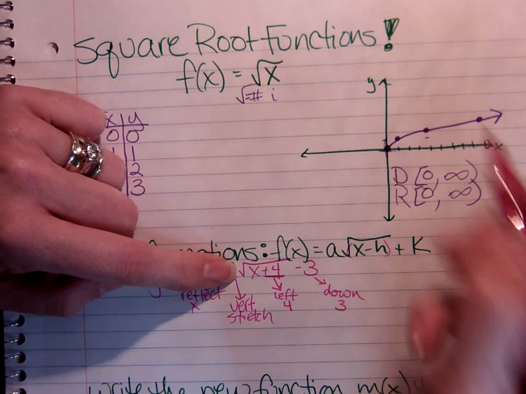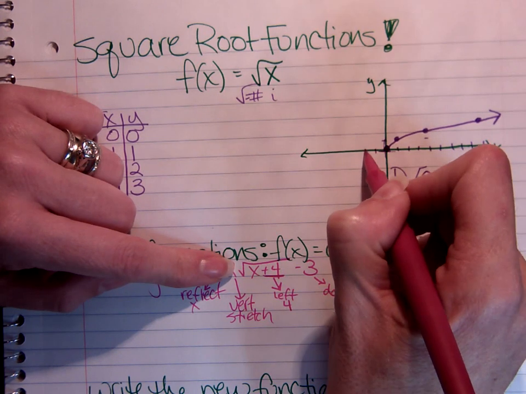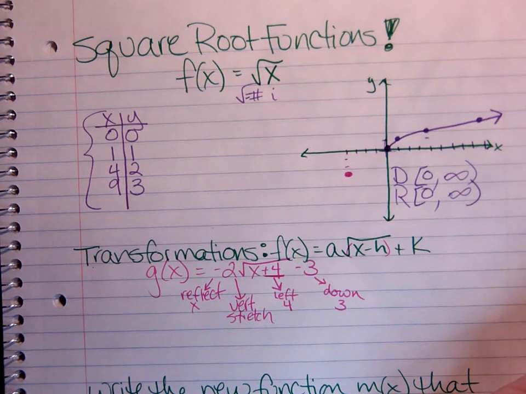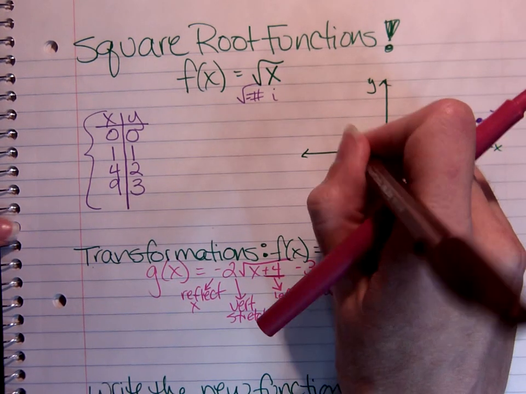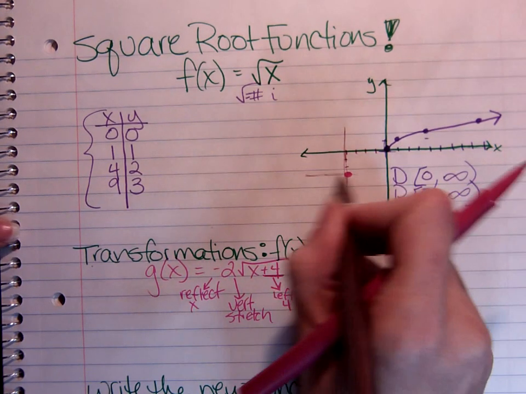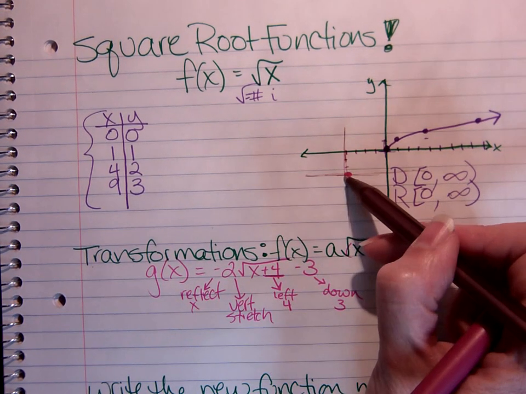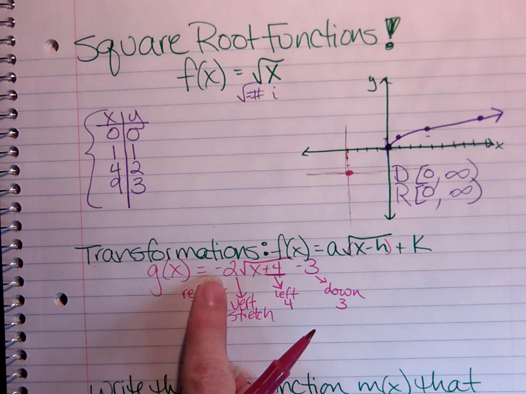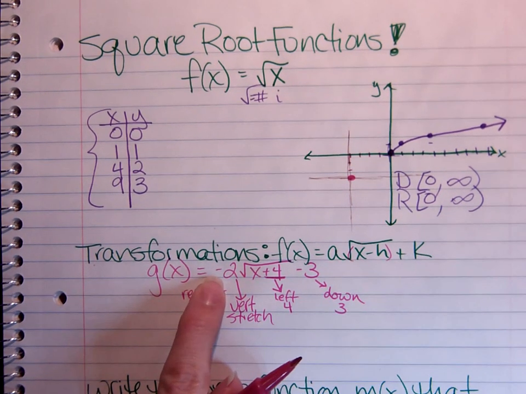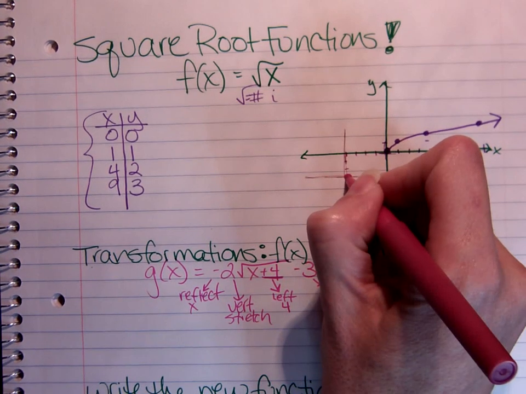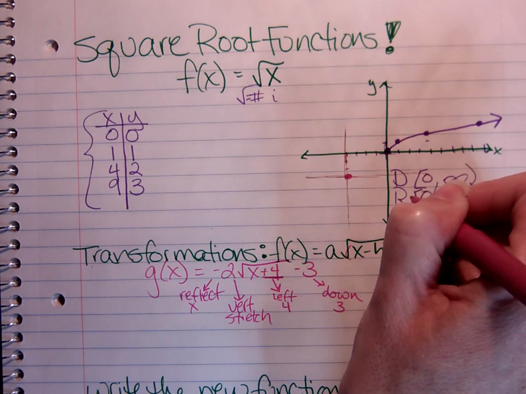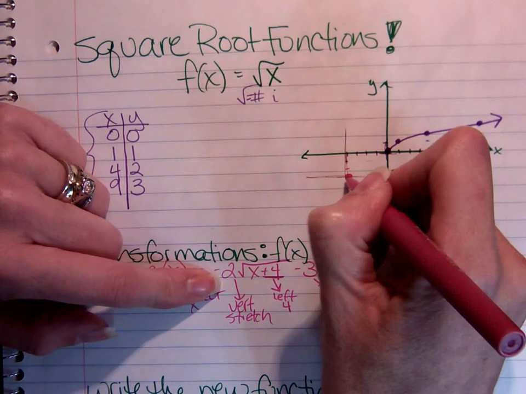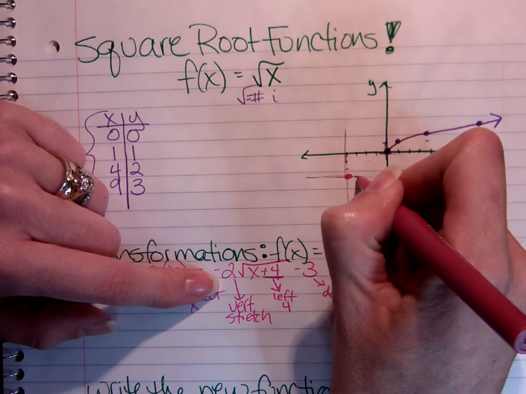We'll do that first. So I'm going to move my origin left 4, down 3 and mark that there. And then we're going to imagine a new x and y axis, and pretend that that's our new 0, 0. It makes the numbers a lot easier to deal with. And we can handle the reflection and the vertical stretch. So since there's a reflection, I know instead of going up and to the right, we're going to go down and to the right. It's just a straight reflection across x. That vertical stretch of 2. So instead of going over 1 and up 1, we're going to go 2.